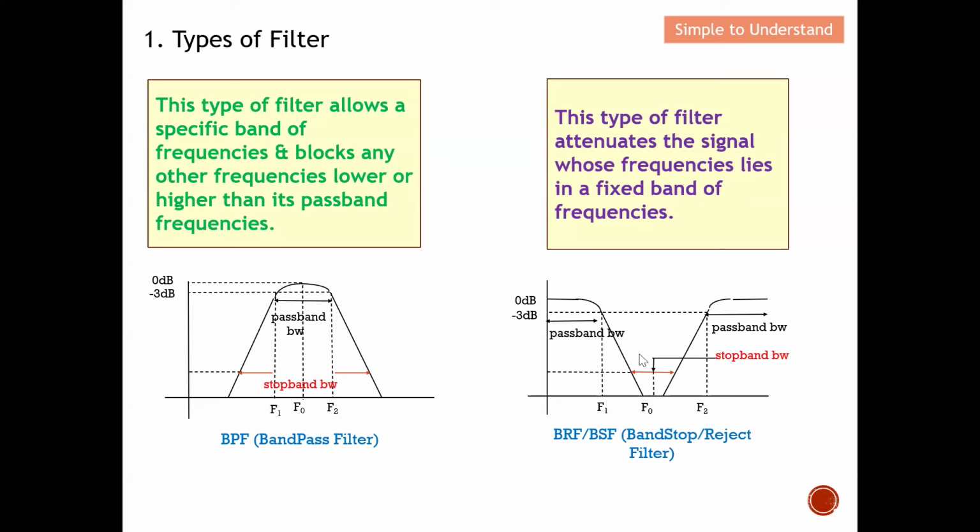Last but not least, the band stop or band reject filter. This type of filter attenuates signals whose frequency lies in a fixed band of frequency. Over here you can see that, for example, I customize the design because I want to stop this band here. So this band will be stopped and the rest will be able to pass. We design this filter to stop the frequency of interest. Therefore, we call this either a band stop or band reject filter. From here, I hope you have some idea of what the types of filter are.